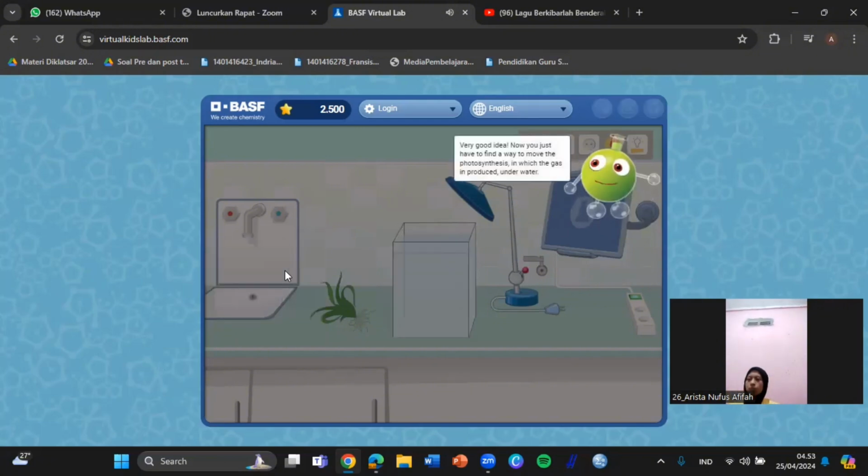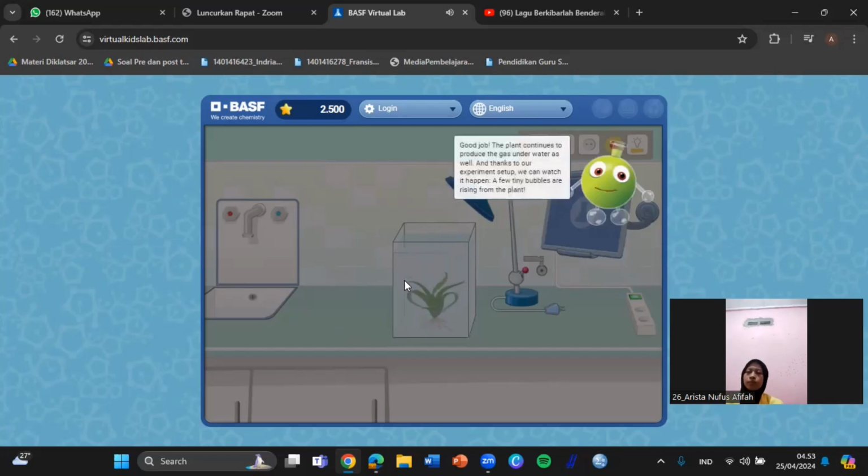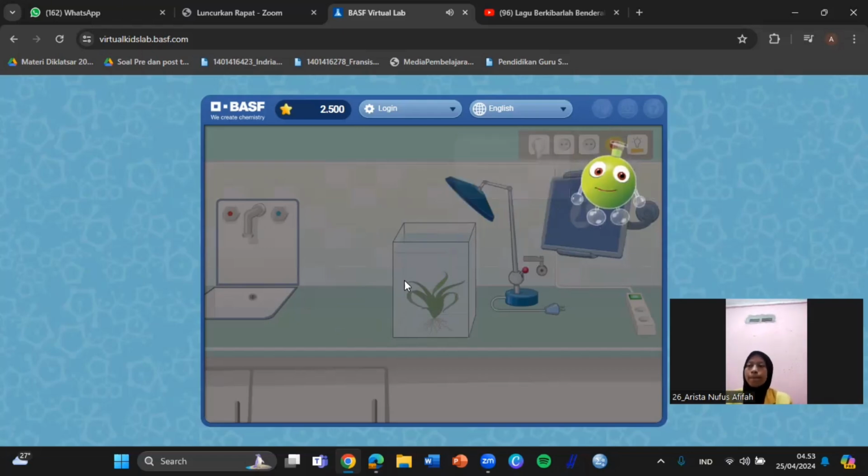Very good idea. Now, you just have to find a way to move the photosynthesis in which the gas is produced underwater. Good job. The plant continues to produce the gas underwater as well. And thanks to our experiment setup, we can watch it happen. A few tiny bubbles are rising from the plant.